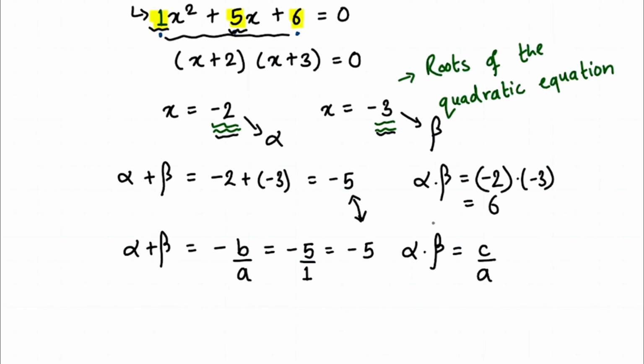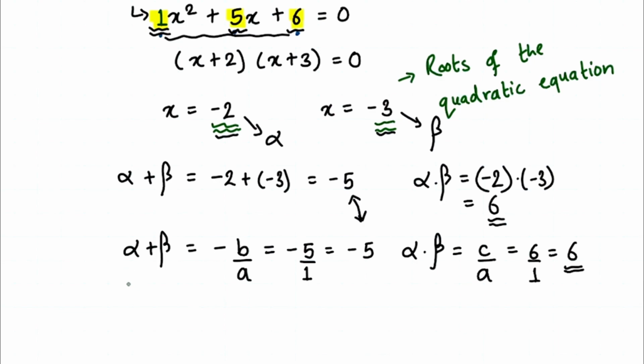Okay. Similarly, the product of the roots of the quadratic equation is c by a. So our c over here is 6, our a over here is 1. So it should be 6 divided by 1, which is equal to 6. And again, our answer matches with the above answer, right? Which we did by putting the actual values of the two roots of the quadratic equation.